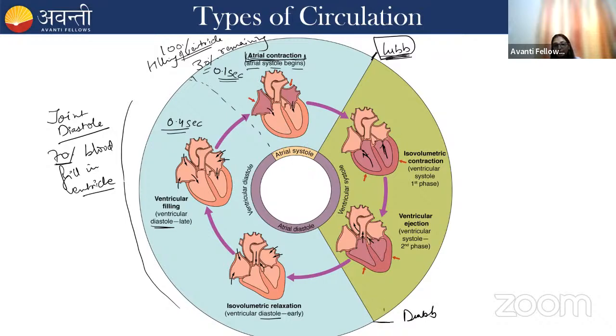At this point, the sound dub is produced. Why? Because when the pulmonary artery and the aorta receive the blood, they are filled with blood. Now to prevent the backflow of the blood, the semilunar valves of the pulmonary artery and the aorta get closed. At this point, the sound dub is produced. This ventricle systole requires a time of 0.3 seconds. So the entire cardiac cycle requires 0.8 second.